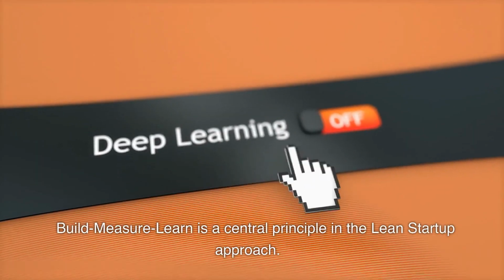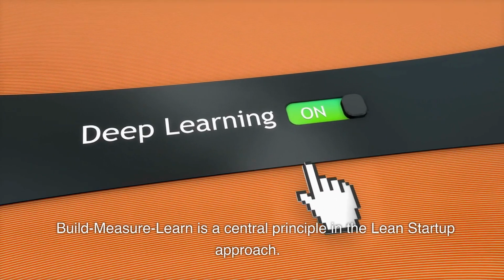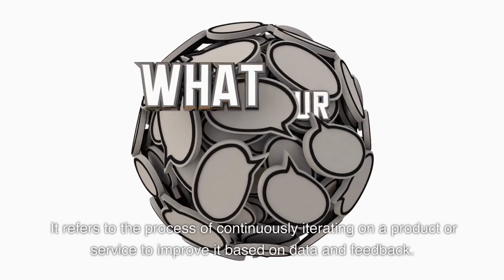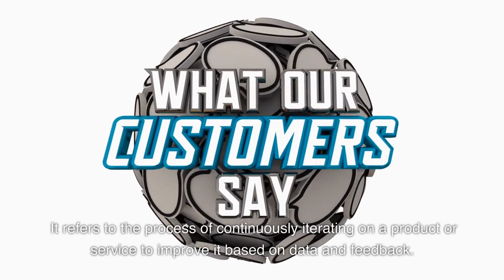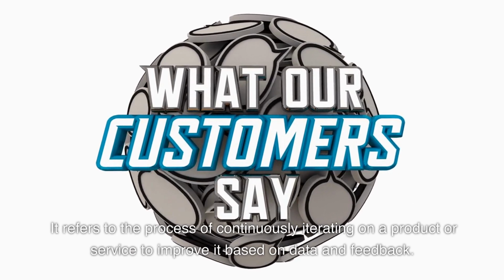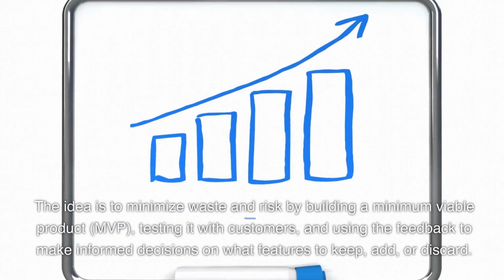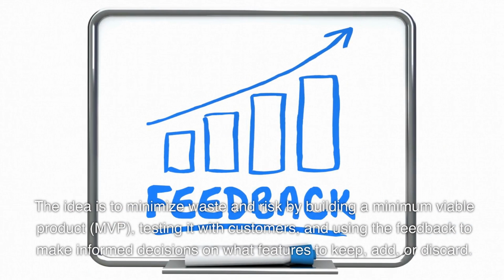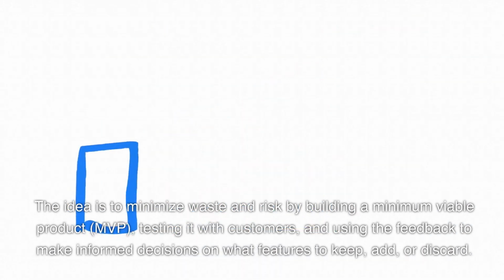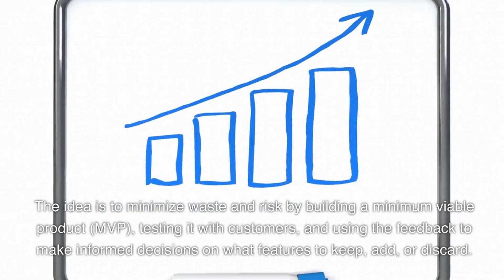Build, measure, learn is a central principle in the Lean Startup approach. It refers to the process of continuously iterating on a product or service to improve it based on data and feedback. The idea is to minimize waste and risk by building a minimum viable product, MVP, testing it with customers, and using the feedback to make informed decisions on what features to keep, add, or discard.